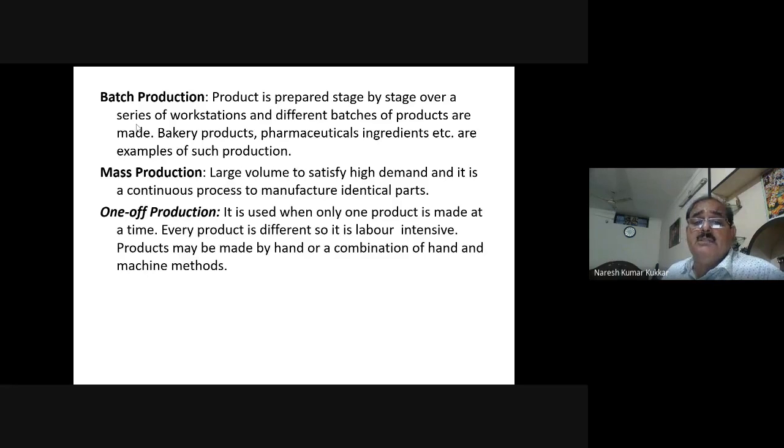Mass production means a single variety in large volume to satisfy high demand. It's a continuous process to manufacture identical products. Here, products are totally identical. An example of mass production is nuts and bolts.